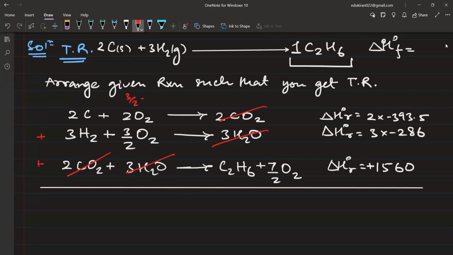3 by 2 plus 2 is equal to how much? 2 2s are 4, 4 plus 3 is 7, 7 by 2. So this complete oxygen is 7 by 2, and this 7 by 2 oxygen is cancelled. सही है? Yes or no, please tell me, guys.